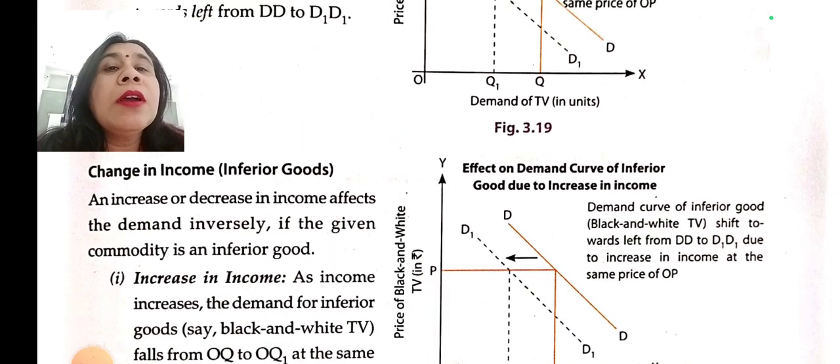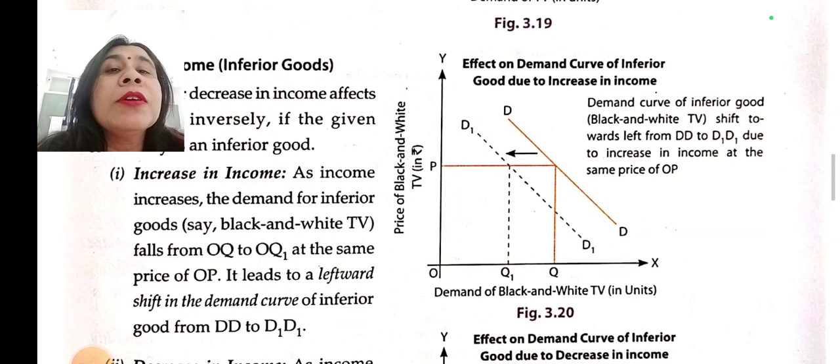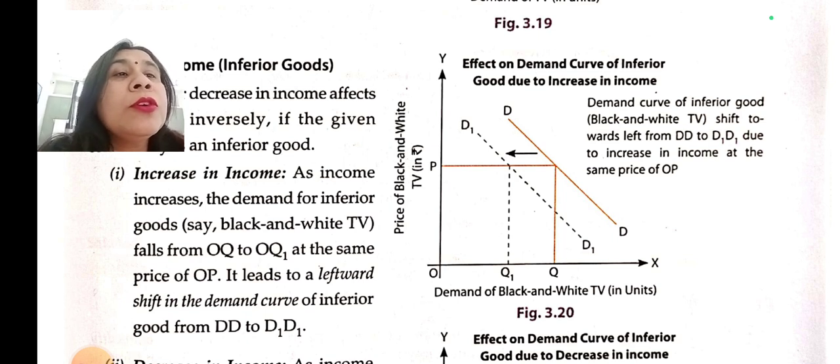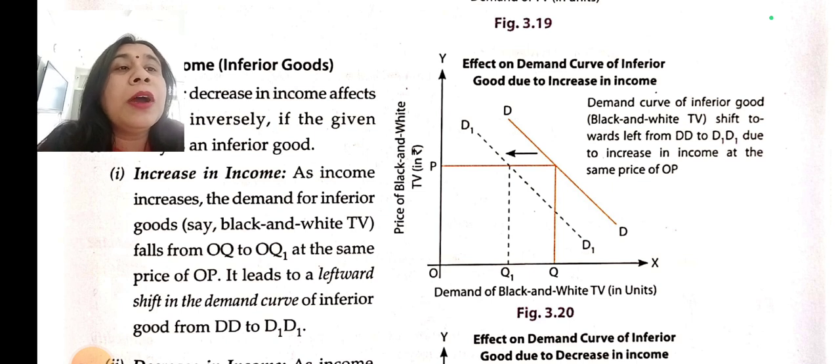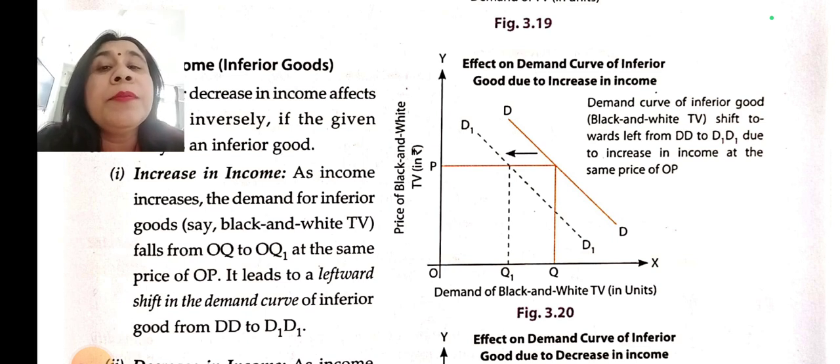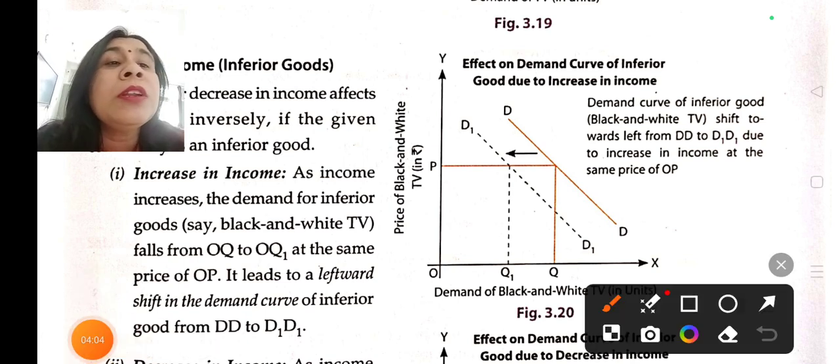Now let us see the inferior good, and the change in income of a consumer with the inferior good. What will happen if the income of a consumer increases? With the increase in income, you can see on your screen, and let us assume that the inferior good we are assuming here is a black and white TV as compared to a color TV. So the demand curve of the inferior good, the black and white TV in this case, will shift leftward even at the same price when the income of a consumer is increasing.